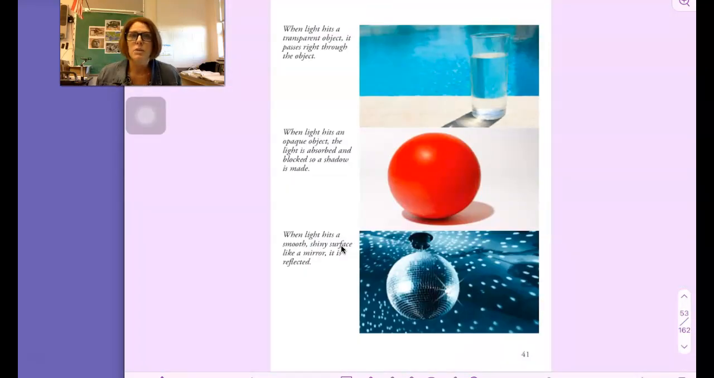So here we see some pictures. When light hits a transparent object up here at the top, it passes right through the object. And remember, it's transmitted through the object. When light hits an opaque object, like this ball, the light is absorbed and blocked, so a shadow is made. When light hits a smooth, shiny surface, like a mirror, it is reflected. So transmitted, absorbed, reflected.